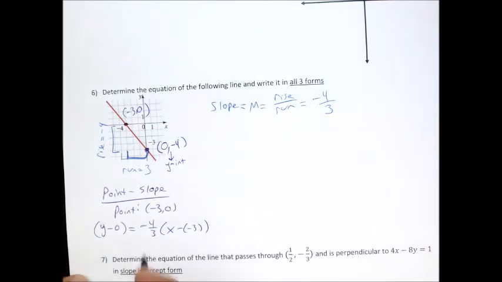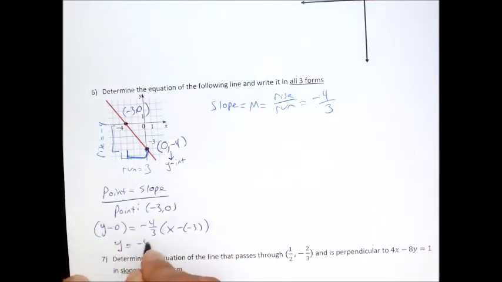And so we could write it as y equals minus 4/3 x plus 3 if we want. That would be a point slope one.